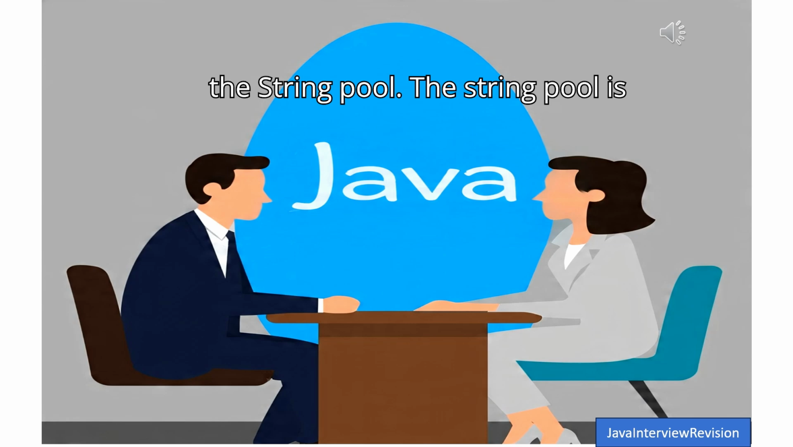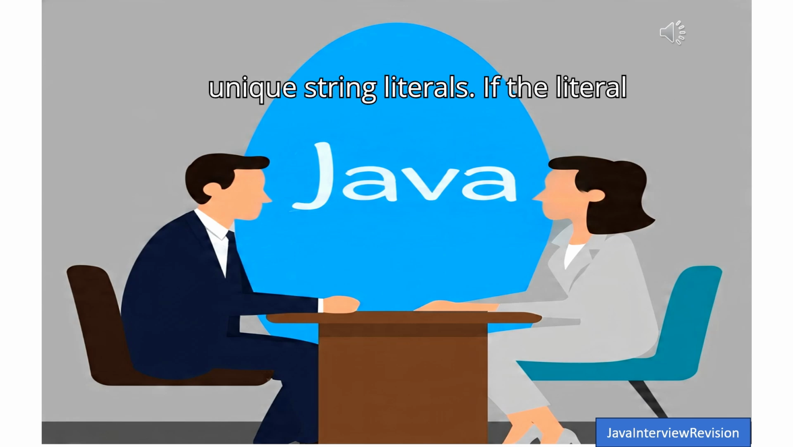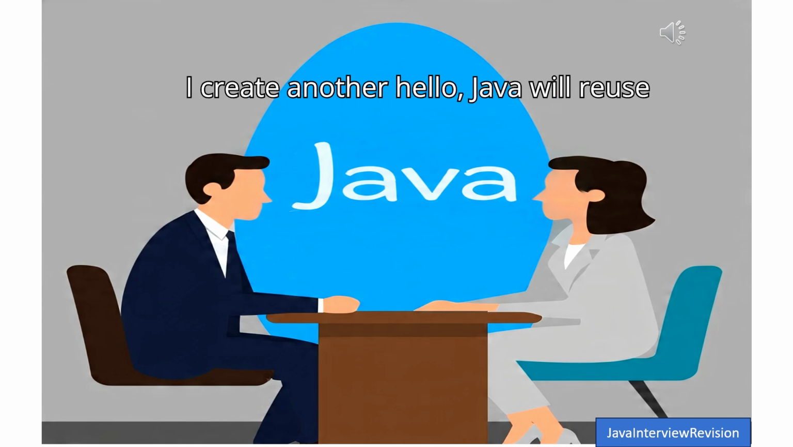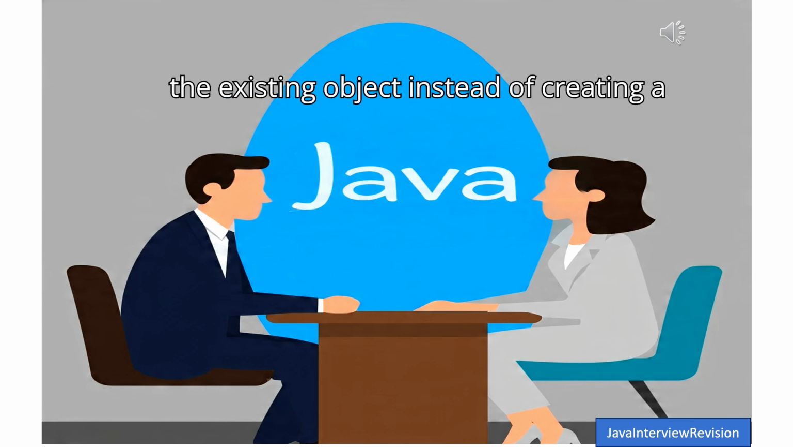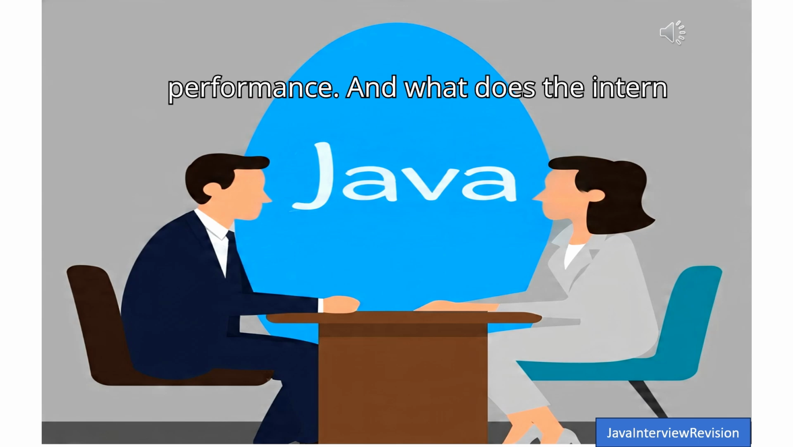And tell me more about the string pool. The string pool is a special memory area where Java stores unique string literals. If the literal hello already exists in the pool and I create another hello, Java will reuse the existing object instead of creating a new one. This saves memory and improves performance.